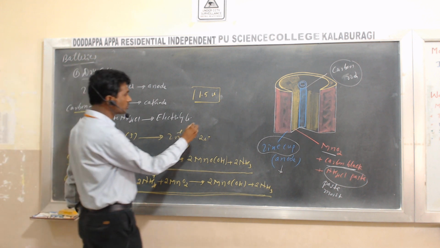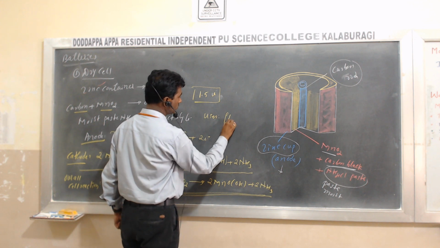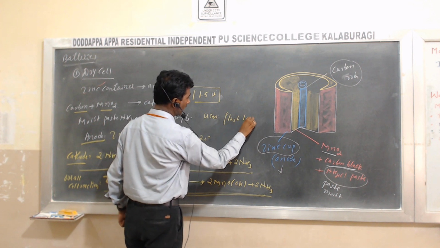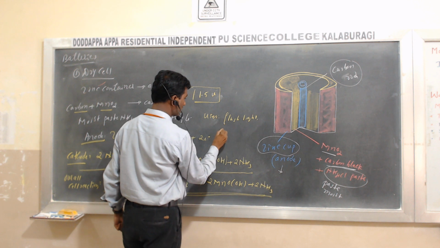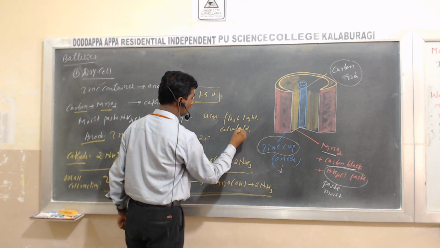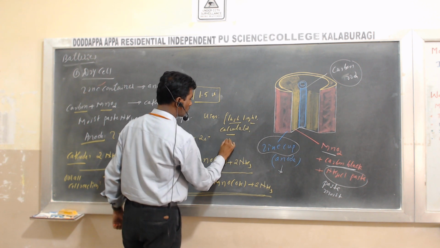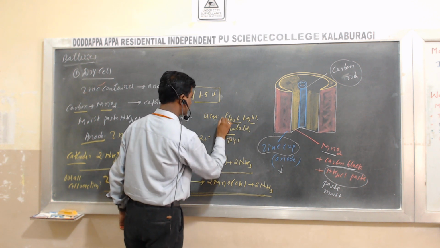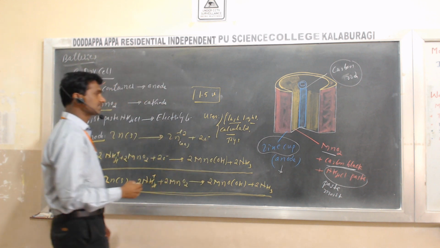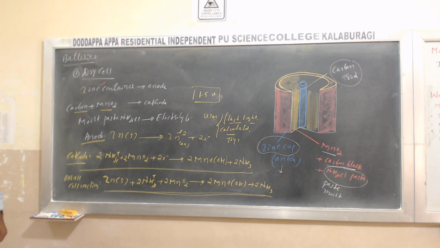So what are the uses of this dry cell? It is used in flashlights, calculators, and even toys. So these are the examples where dry cells are used. This is very important from the annual examination point of view.